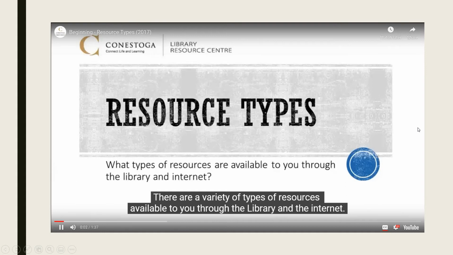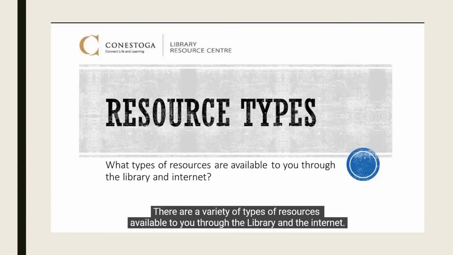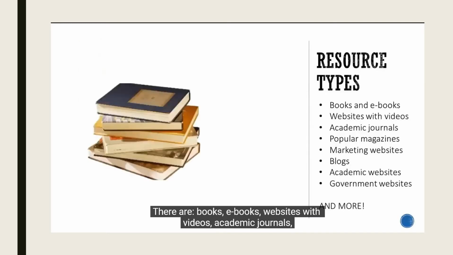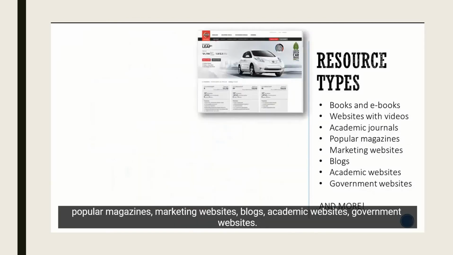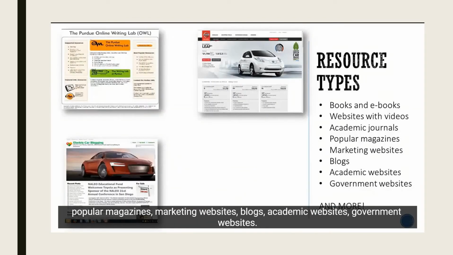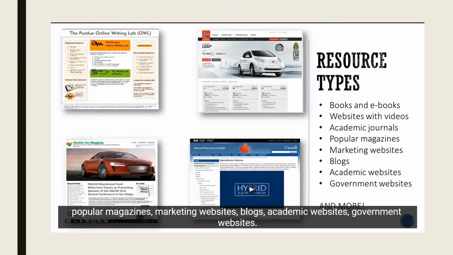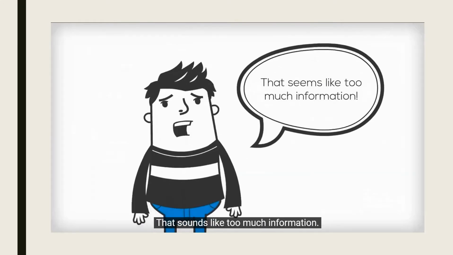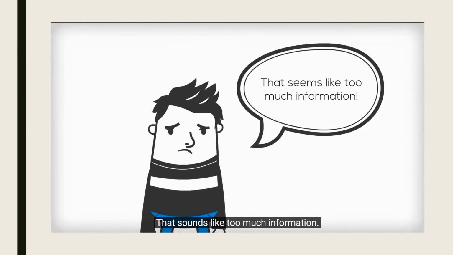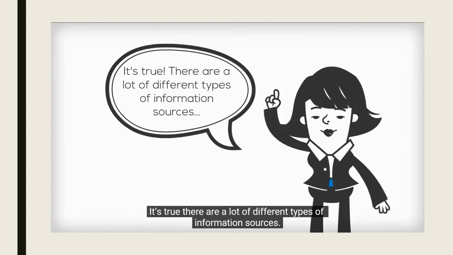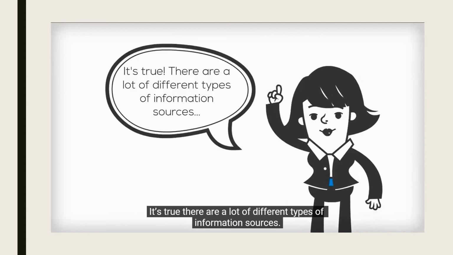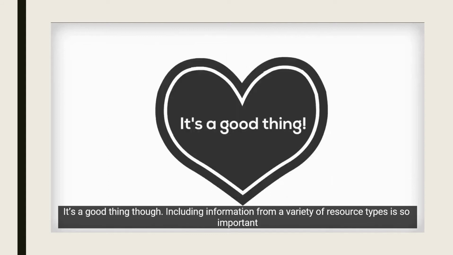There are a variety of types of resources available to you through the library and the internet. There are books, ebooks, websites with videos, academic journals, popular magazines, marketing websites, blogs, academic websites, government websites. That sounds like too much information. It's true, there are a lot of different types of information sources. It's a good thing, though.